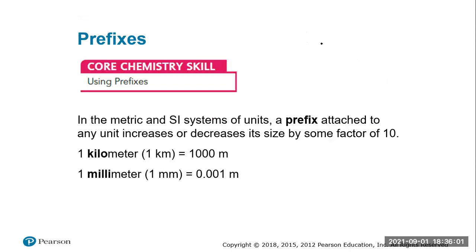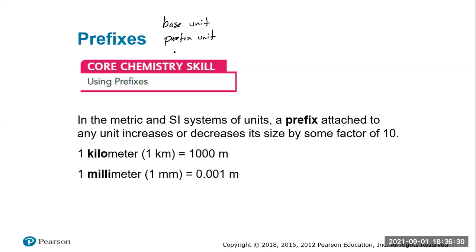So let's talk a little bit about prefixes. Prefixes are, again, really used in the metric system to change the meaning. For example, 1 kilometer equals 1,000 meters. So sometimes when we talk about a prefix, there's a relationship of what is sometimes referred to as the base unit versus the prefix unit.